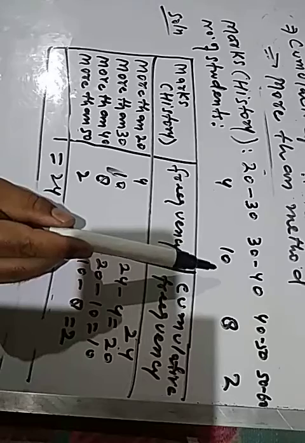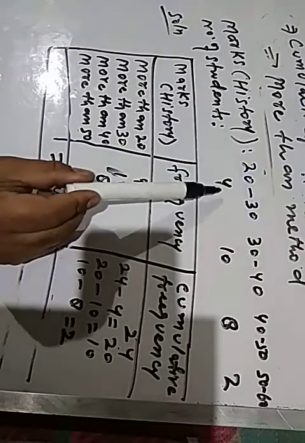Before that, I will make some pointers clear to you about this more than method. We have written here more than 20, there are 24 students, because every student falls in this cumulative frequency.